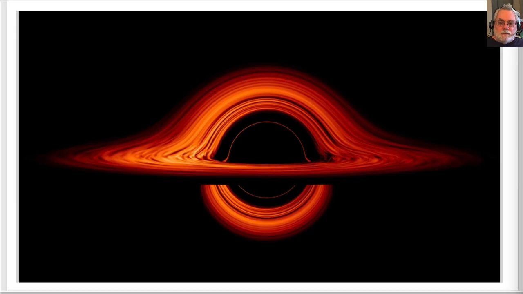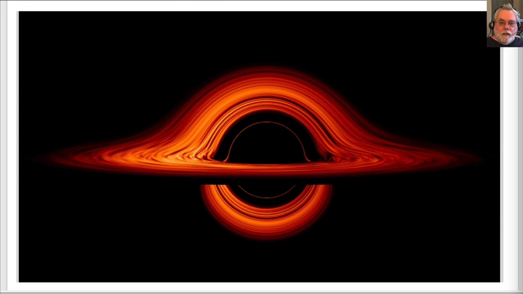Next, we will discuss the ring of fire, whose escaping light appears here as the narrow ring, here and here, bordering the black hole shadow here, not the event horizon, which is inside the shadow.